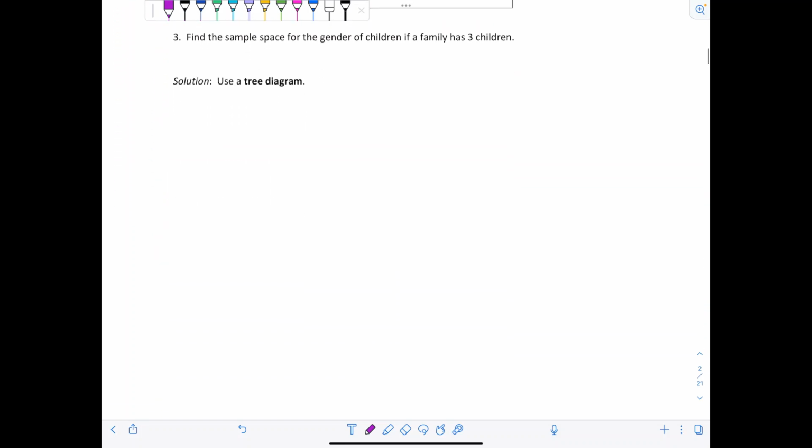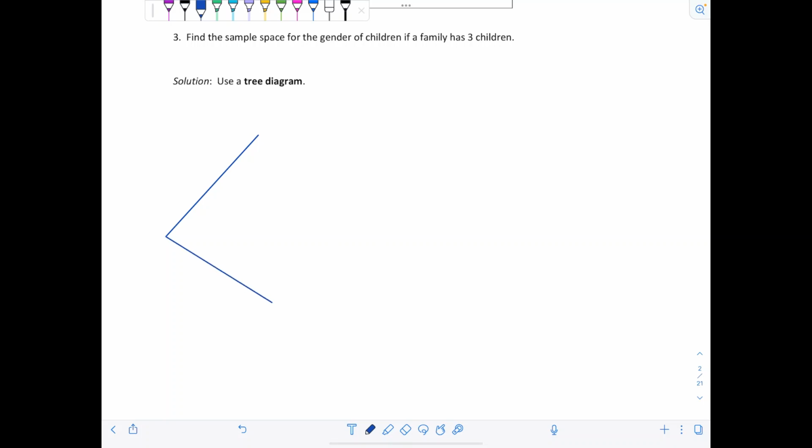Find the sample space for the gender of children if a family has 3 children. And we're going to use a tree diagram to organize everything. So we want to see what are all the different outcomes that are possible for a family if they're going to have 3 children. Are they going to have boy, girl, girl, girl, boy, girl? You know, it can kind of get overwhelming if you try to just sit there and list them all. You can do it. I have a pretty good systematic way of doing it, but a tree diagram often helps. So this is how you set it up.